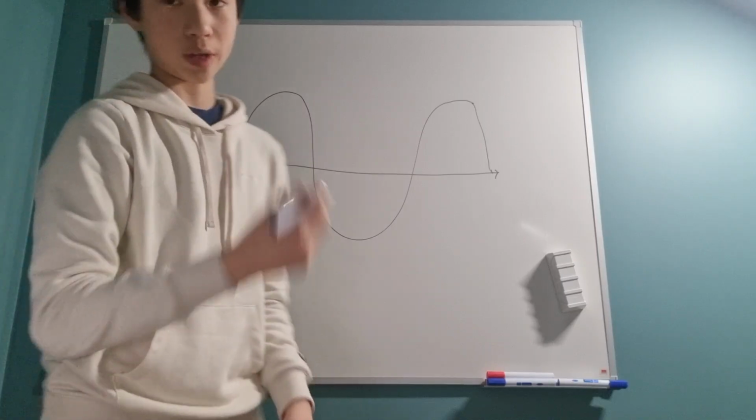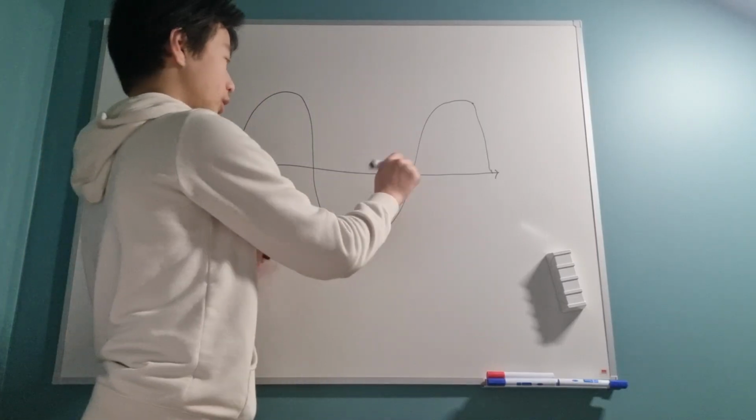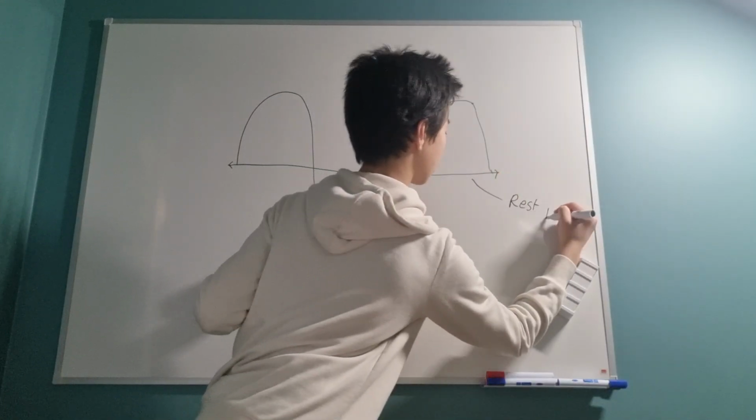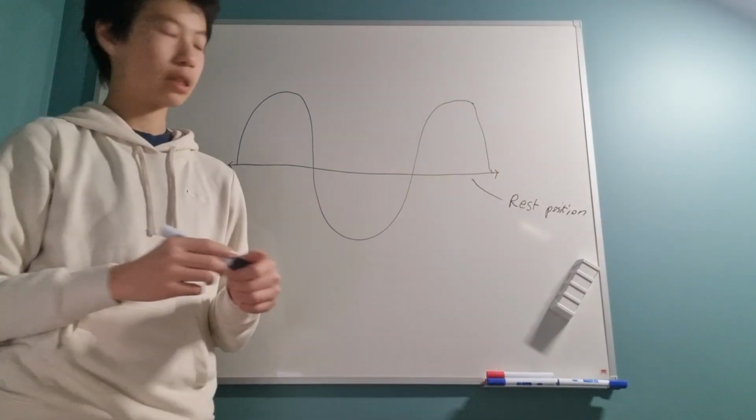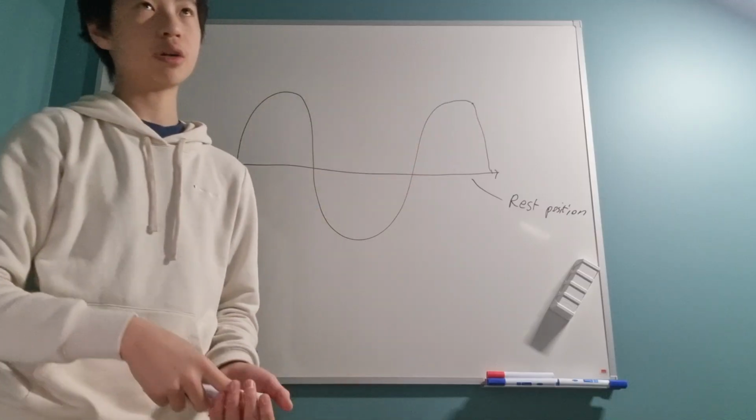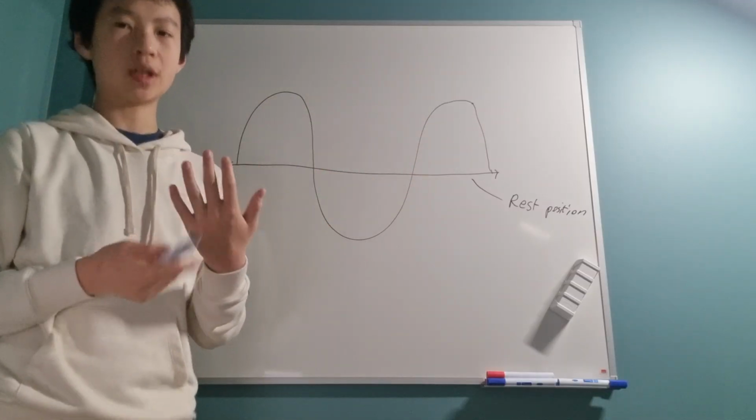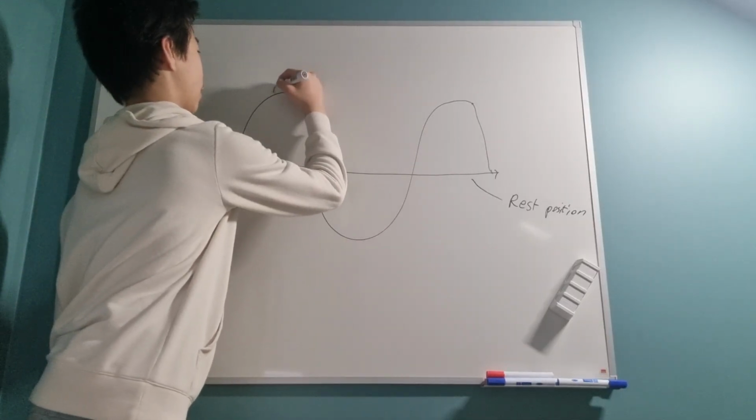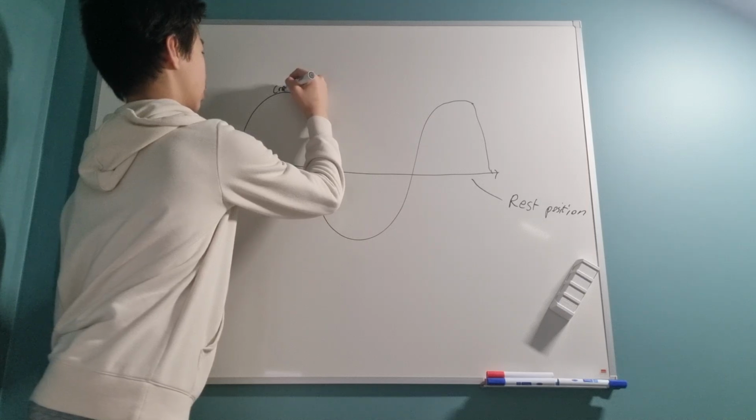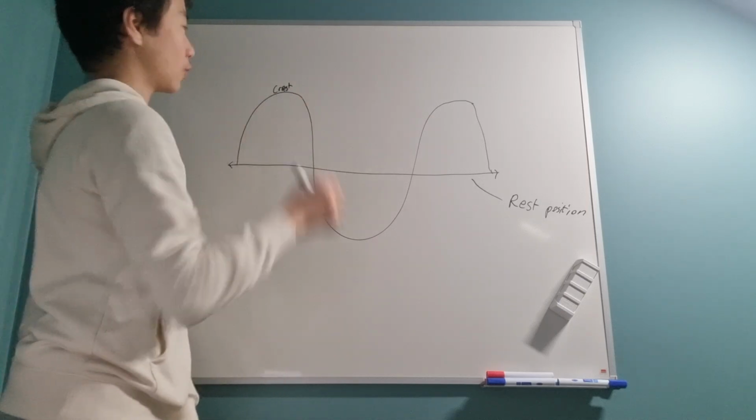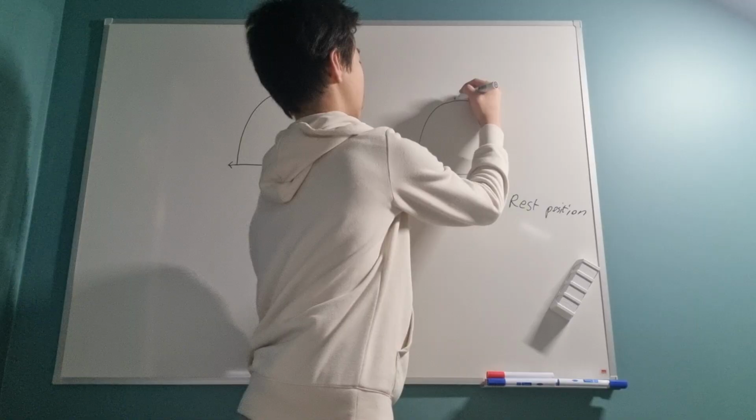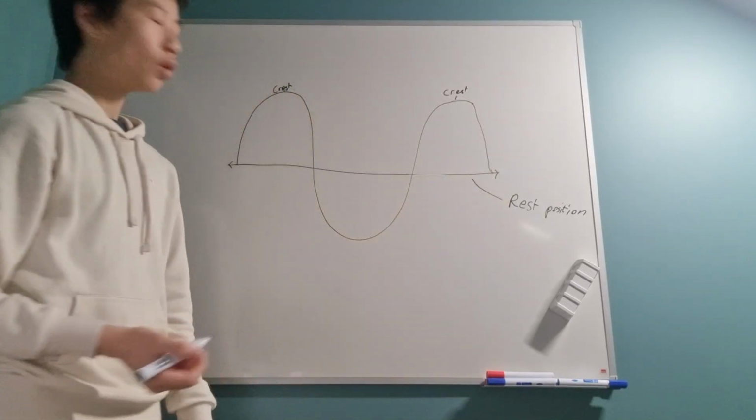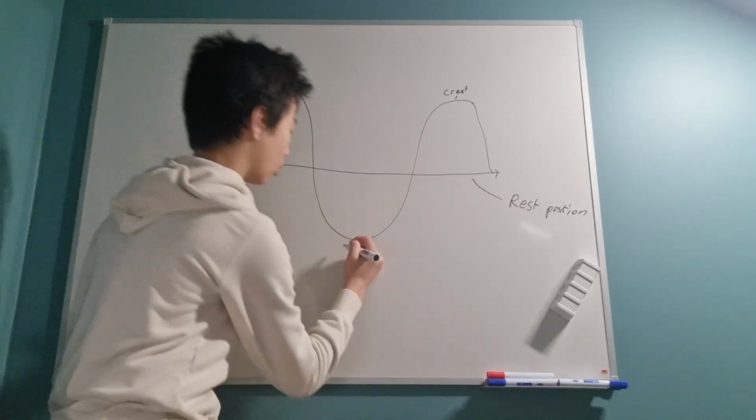Okay, so this is a rest illustration. This line over here is the rest position. It's the area where there is zero displacement. Then over here we have the crest, which is the highest point of the wave. And this point, let's assume it's also a crest. The lowest point of a wave is the trough.